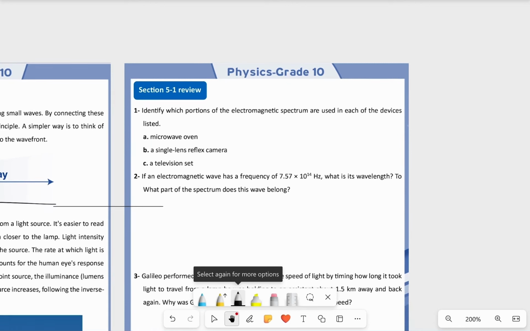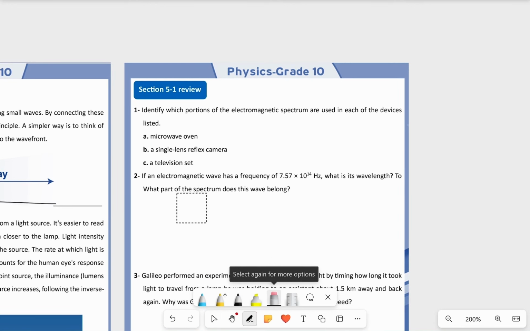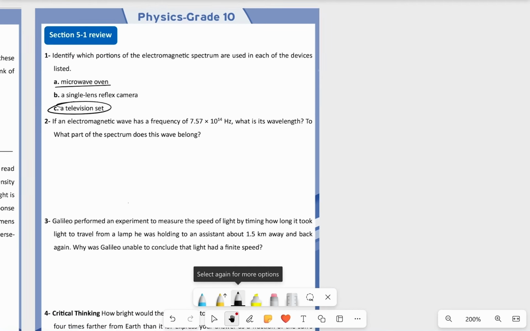We have section review. Identify which portions of the electromagnetic wave spectrum are used in each of the following devices. You have a microwave oven, it is microwaves. You have a single lens reflex camera, it is visible light. A television set is radio waves.